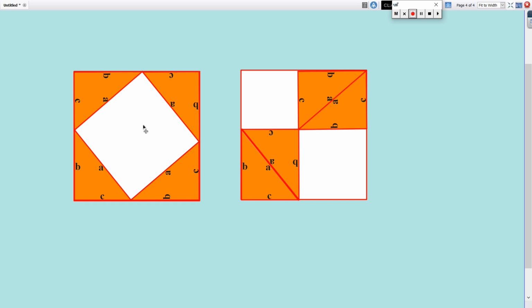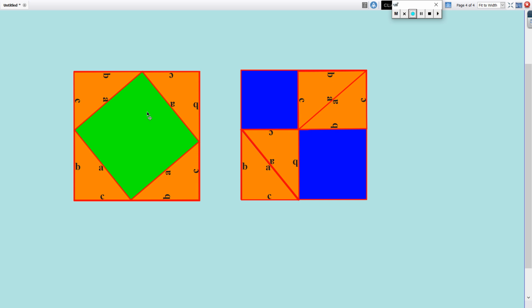Here in the first square, the uncovered area is a square of side A. Here you are getting 2 uncovered areas in the shape of a square. Here the square is of side C and here the square of side B.